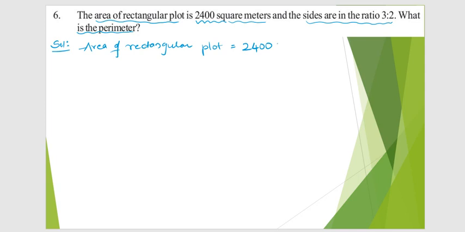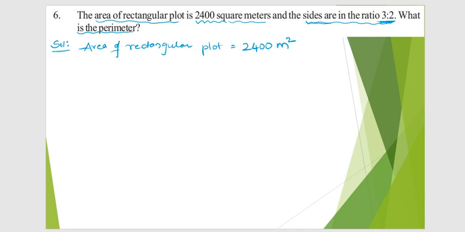2400 square meters, no? That square meters I can write as meter square also. Next, what has he given? The sides are in the ratio 3:2. What will the sides of a rectangle be called? The sides of a rectangle we call length and breadth, right? So what he has given is that length and breadth are in the ratio 3:2.